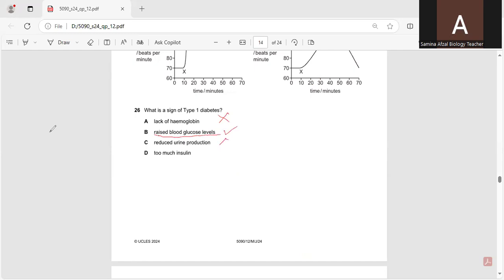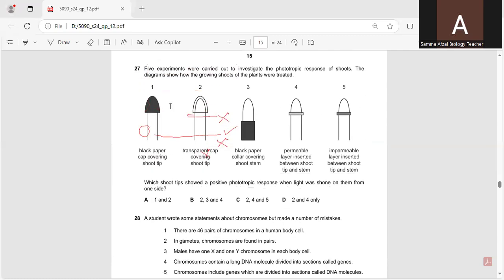Reduced urine production? No. Too much insulin? No. So B is the correct option. That is type 1 diabetes. There will be more glucose in the body or in the blood. You can say that. So next, question number 27.